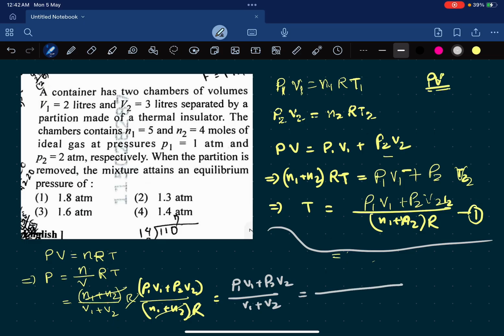Now let us put in the values. What are the values given? P1 is 1, and V1 is 2, P2 is 2, V2 is 3, and the denominator is 2 plus 3, right? So this will be equal to 8 divided by 5, which is 1.6, right? So the answer is option 3. Thank you.